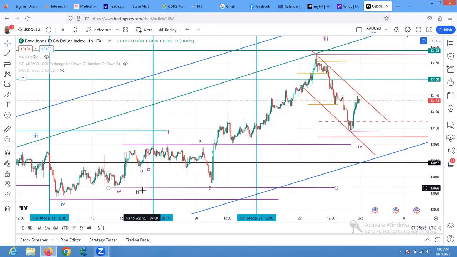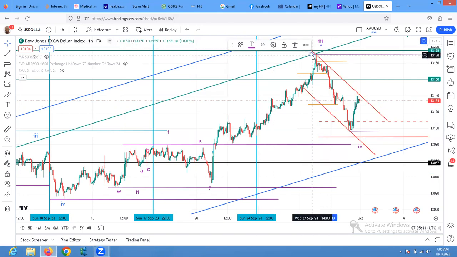It cannot be a correction to this. It cannot be a 4. That means they have finished the 4, and the whole 3 here is completed as 3, 4 and 5 in the purple. So probably the 3 should be somewhere around this area, and the 4 should be here, and the 4 in the purple should be somewhere here, and that 5 is completed.